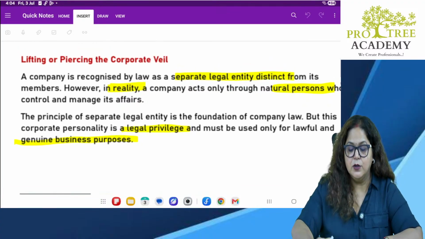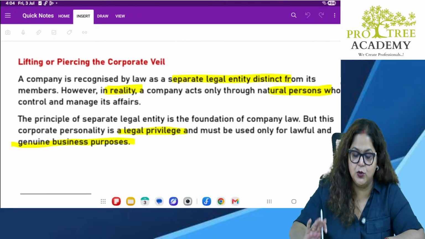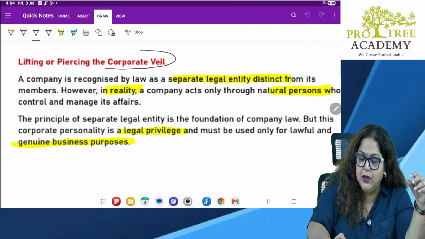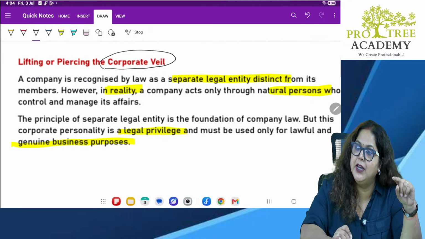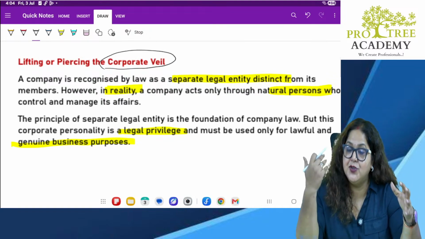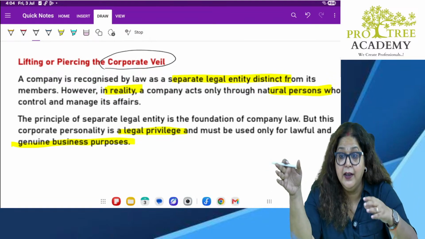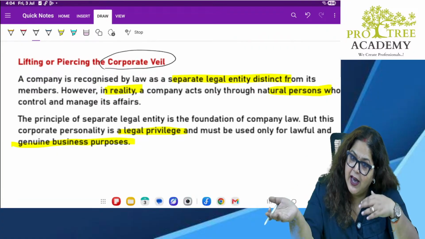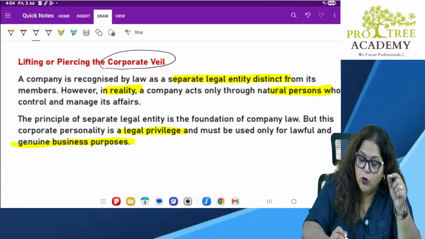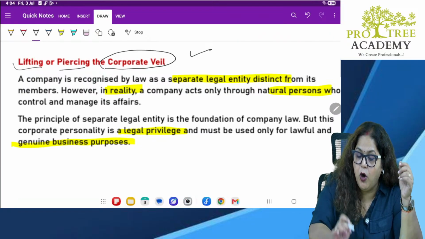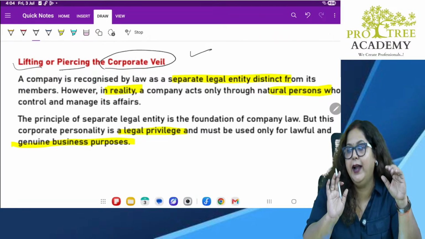So these things we are going to see today. Lifting or piercing the corporate veil: did you get the meaning of corporate veil? It is the shield for the people who are managing. If they are doing anything wrong, they can say that the company is separate and we are separate. That is called the corporate veil. Now the court will interfere and lift or pierce the corporate veil.